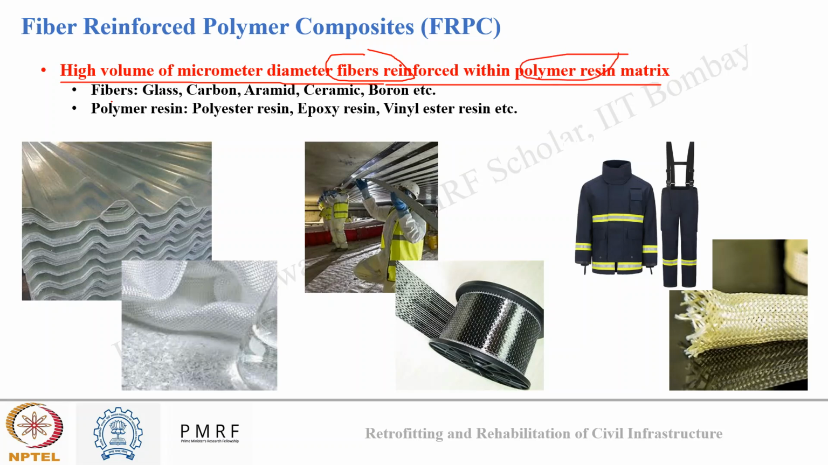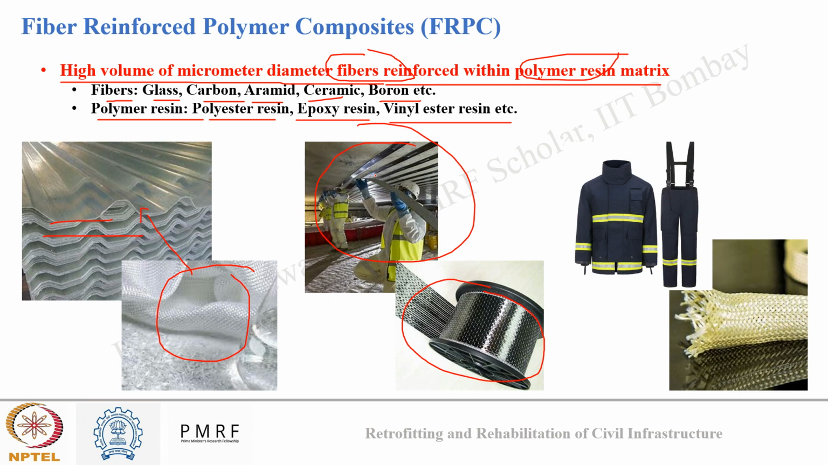You can see fibers can be of different types: glass, carbon, aramid, ceramic, boron. And polymer resin can be polyester resin, epoxy resin, vinyl ester resin, different types. In the images you can also see some of these FRPCs and their practical examples. The first, you can see, is a glass fiber reinforced polymer, mainly used for making FRPC sheets. This is carbon fiber reinforced polymer, which is used for repair of concrete structures.